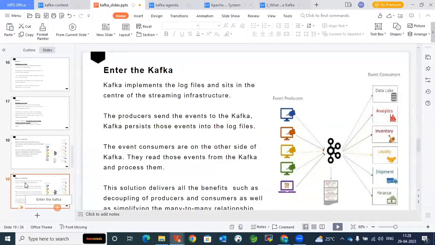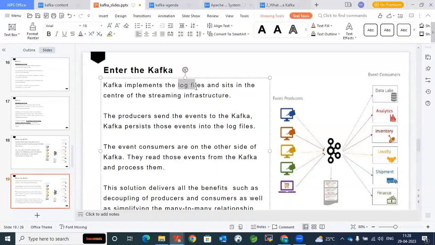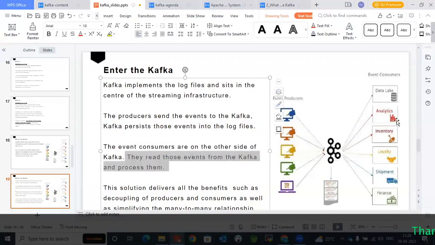Okay, Kafka implements the log files and sits in the center of the streaming infrastructure, right? The producers, meaning the POS machines, send the events, meaning the invoices, to Kafka. Kafka persists those events into the log file, and the event consumers are on the other side. They read those events from Kafka and then process them. Kafka internally stores the events in a log file.